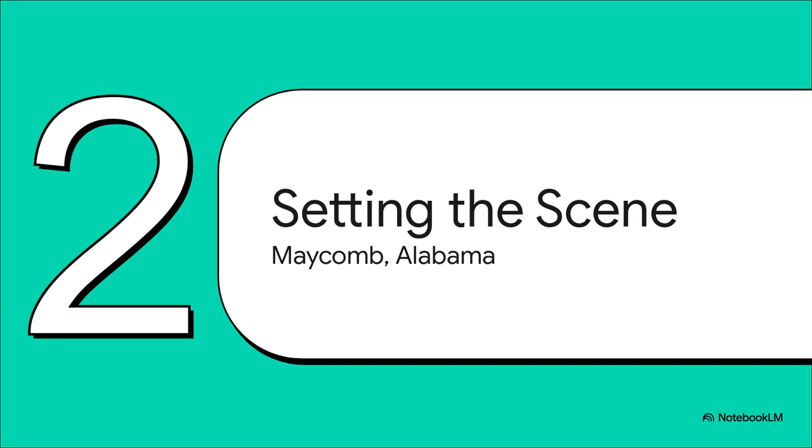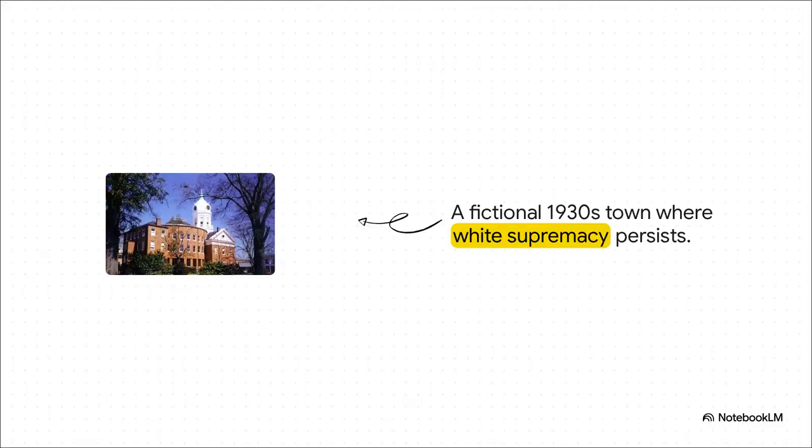Moving right along to Section 2, setting the scene in Macomb, Alabama. Before characters can act, they obviously need a place to exist. This particular story takes place in the fictional town of Macomb, Alabama, right between 1933 and 1935. And this specific setting is absolutely crucial. It traps our characters in a highly specific, inescapable era and location. Slavery has long been abolished, yet the Southerners in Macomb continue to strictly believe in and fiercely enforce white supremacy. The physical town itself is essentially a pressure cooker of old beliefs and simmering tensions.